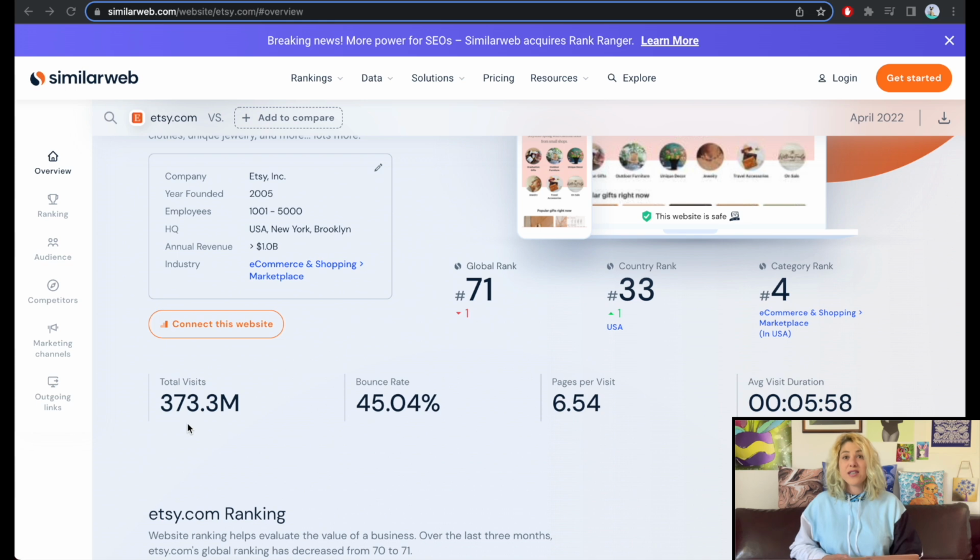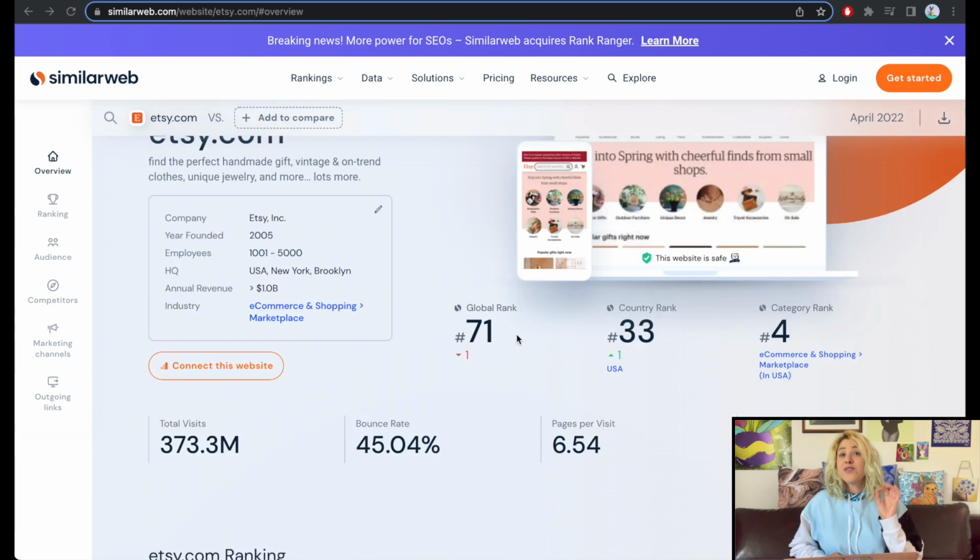They have 373.3 million views, and the average visit is 6.54 pages, lasting around 6 minutes, which is a lot for the online world because you do have a lot of people coming into a platform and then leaving it. The global ranking of Etsy, which means the website's popularity in the world, is number 71, which is huge. And in the USA, they rank at number 33. And in their category in the USA, which is e-commerce and shopping, they rank at number 4.